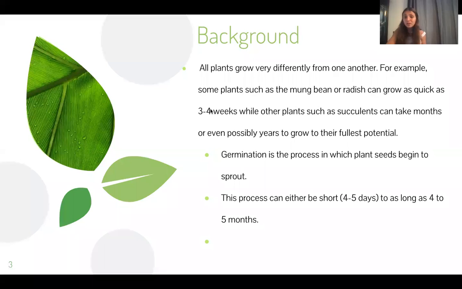So, all plants grow differently from one another, and for example, some plants such as the mung bean or radish can grow as quickly as 3 to 4 weeks, while other plants such as succulents can take months or even years to grow to its fullest potential.